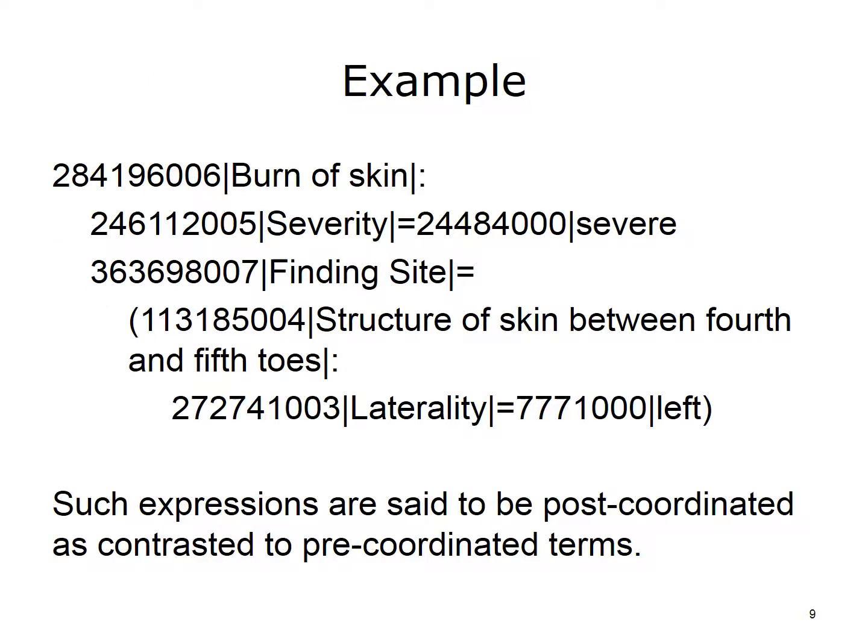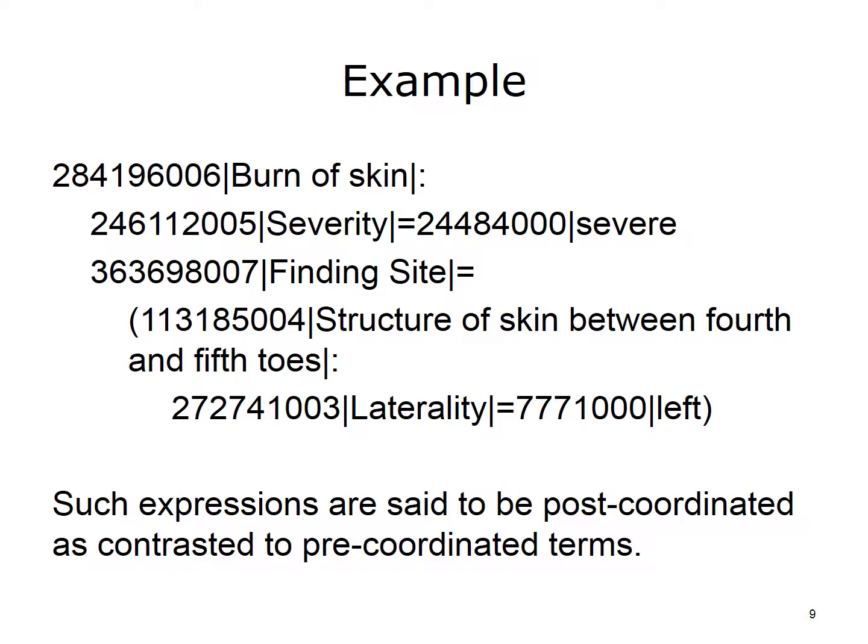Slide 9. This example illustrates the hierarchical relationships of SNOMED-CT. The example shows a code for burn of skin that is modified by subcodes for severity, severe, and a finding site, structure of skin between the 4th and 5th toes. In this example, the SNOMED-CT code represents the coding of a severe burn between the 4th and 5th toes and a laterality of the left foot. This SNOMED-CT code is generated from the data by combining terms from the different SNOMED-CT axes.